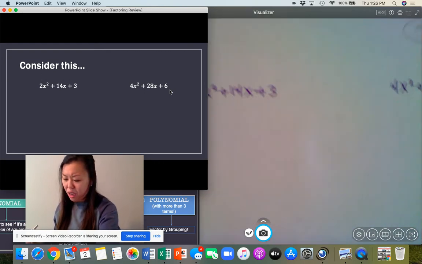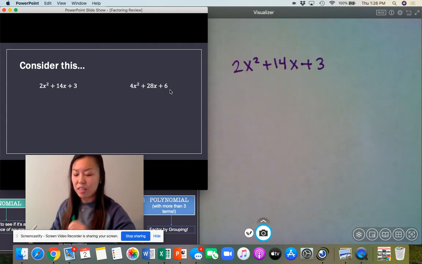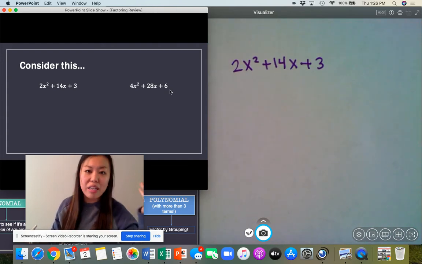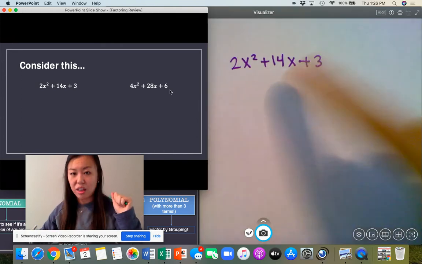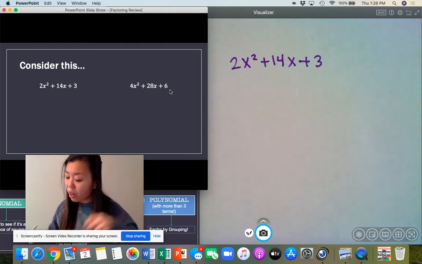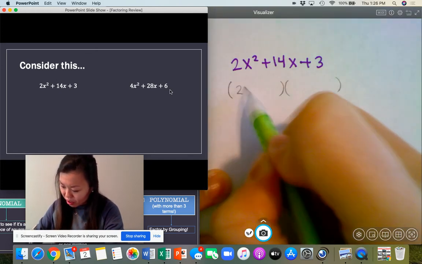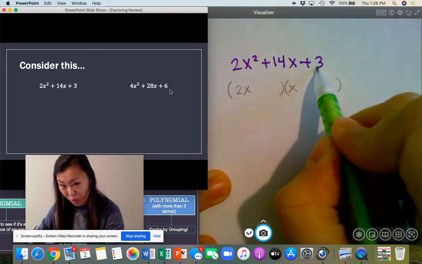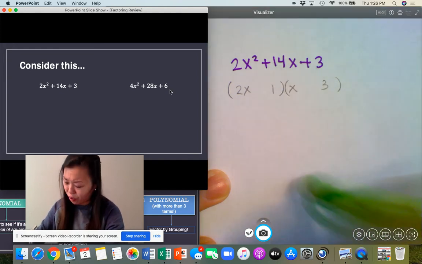All right, when I take a look at this example here, 2x squared plus 14x plus 3, I have a polynomial, I'm asked to factor it. I have to ask myself, is there a GCF I can pull out of this? Does 2, 14, and 3 share a common factor? No, right? So I can sit here and start trying to create my two binomials, 2x and x. My only factors of 3 are 3 and 1. That won't give me the 14x.